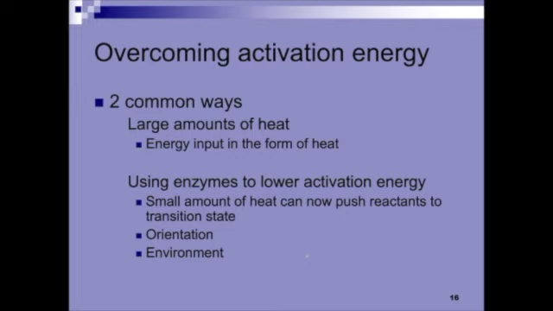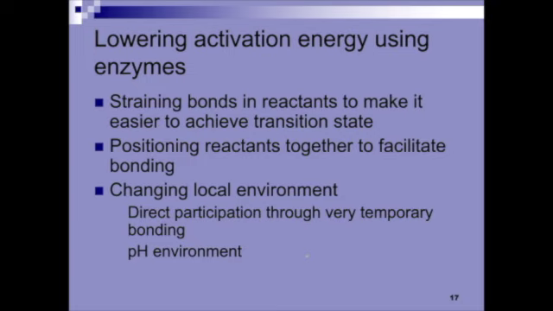We also use enzymes to lower activation energy through orientation. Remember, making these two reactants face each other in the correct orientation. And of course, the environment, like pH or hydrophilic or hydrophobic, that sort of thing. So when they are lowering this activation energy, they're straining the bonds. Remember, that's increasing a change in the transition state, the positioning, and of course, change in the local environment. Just repeating those three common ways that enzymes can make reactions move forward and lower activation energy.